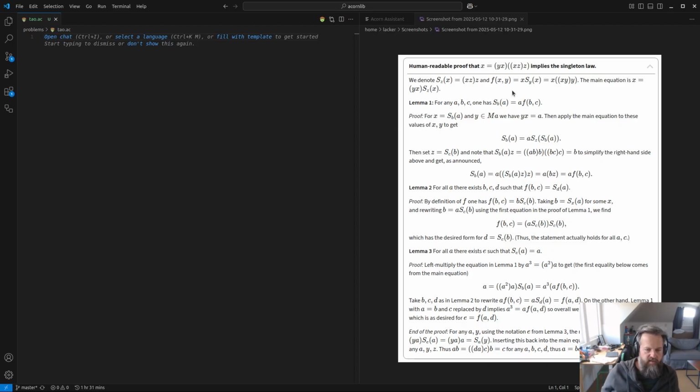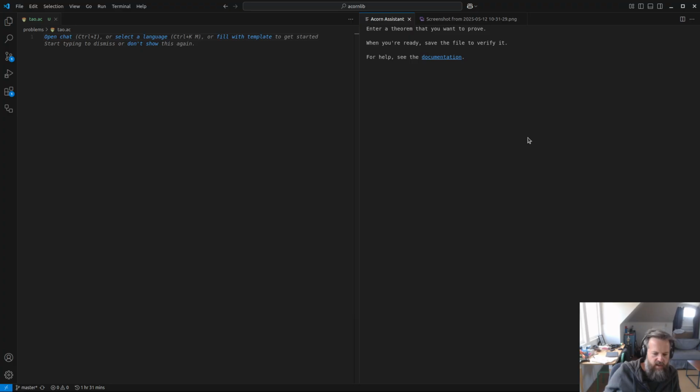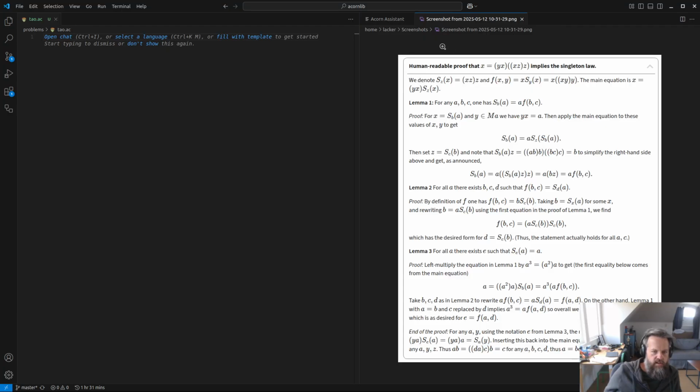So let's start off. Here I'm running in VS Code. The best way to run Acorn is from within VS Code. And I got a screenshot of this human written proof from the Lean Zulip. Over here, we're going to write our Acorn code. And in this other tab, we have the Acorn Assistant, which is going to tell us stuff from the AI that's built into the Acorn plugin. All right, so let's jump in and get started here.